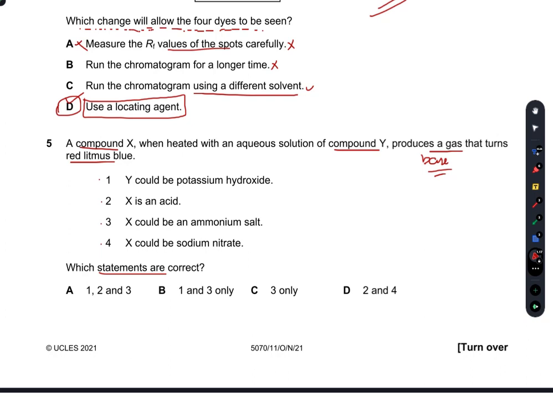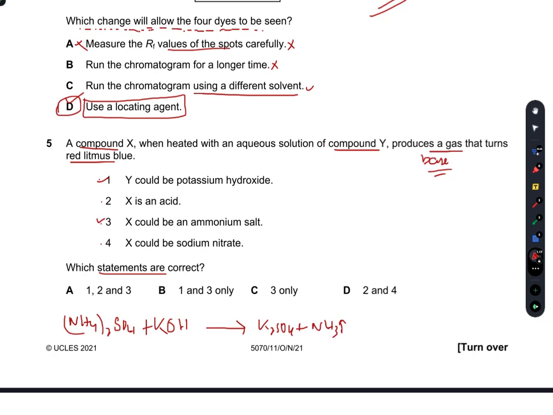So if X is an ammonium salt, suppose this is ammonium sulfate, and I react it with Y, which is potassium hydroxide, then I get K2SO4 along with the emergence of ammonia, which is a base. So 1 and 3 are correct.